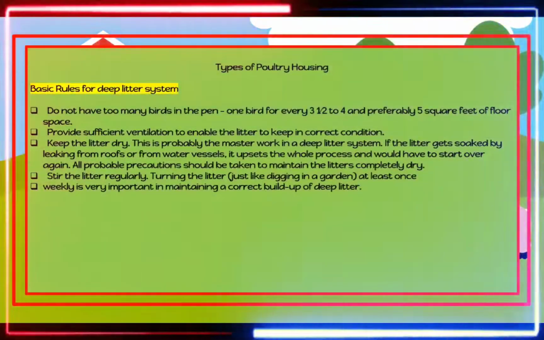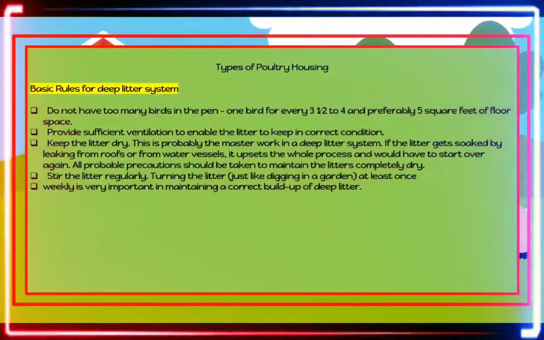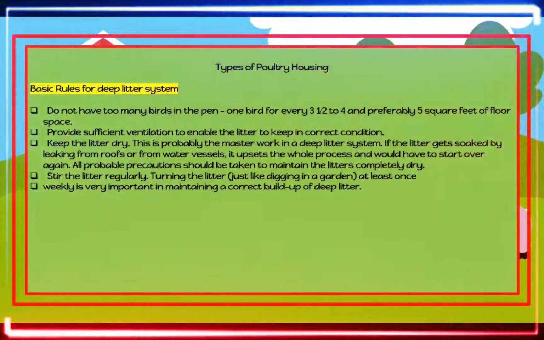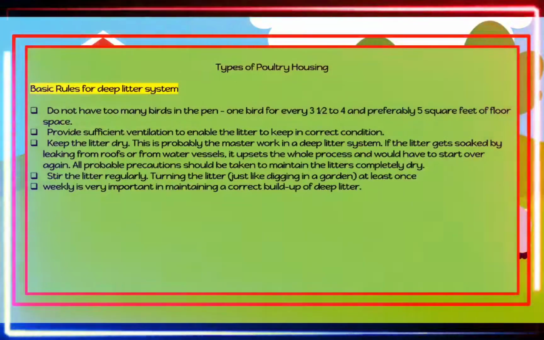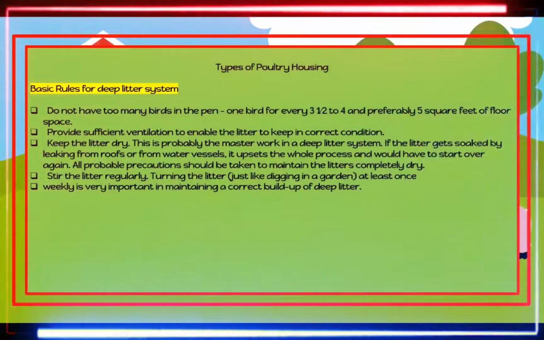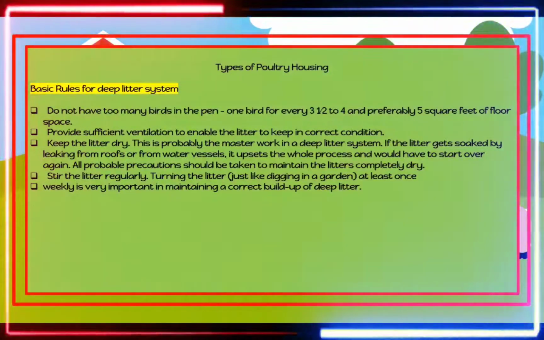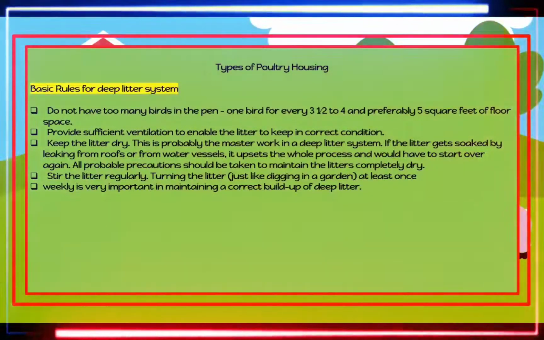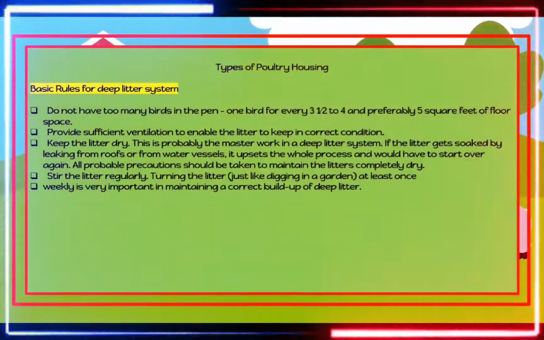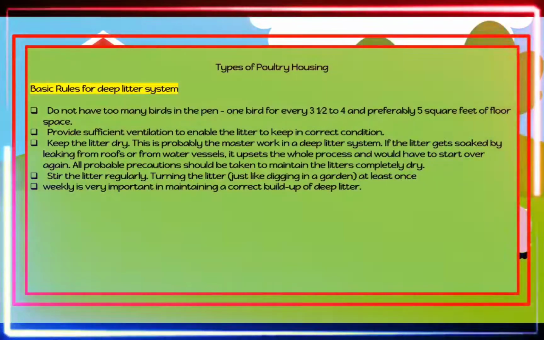Basic rules for the deep litter system. First, do not have too many birds in the pen: 1 bird for every 3½ to 4, and preferably 5, square feet of floor space. Second, provide sufficient ventilation to enable the litter to keep in correct condition. Third, keep the litter dry. This is probably the masterwork in a deep litter system.